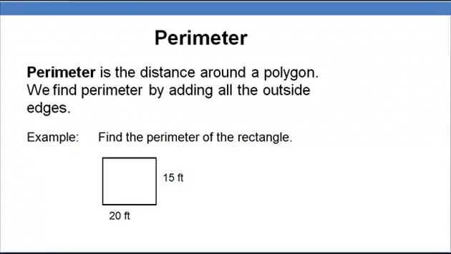Remember, perimeter is the distance around a polygon. We find the perimeter by adding all the outside edges. So, first example, find the perimeter of the rectangle.